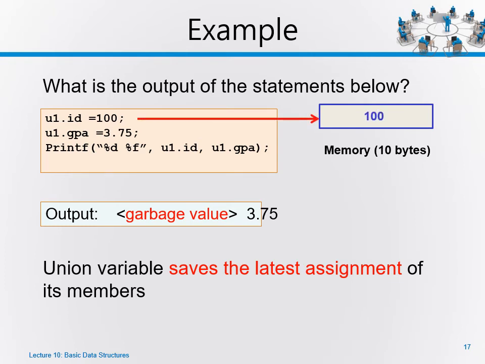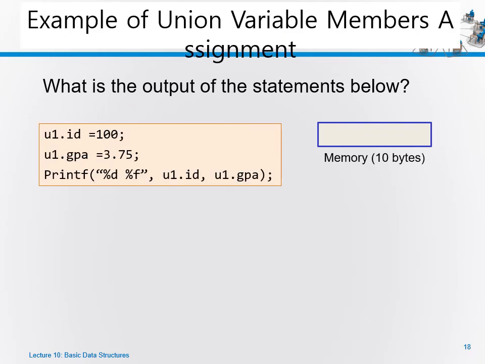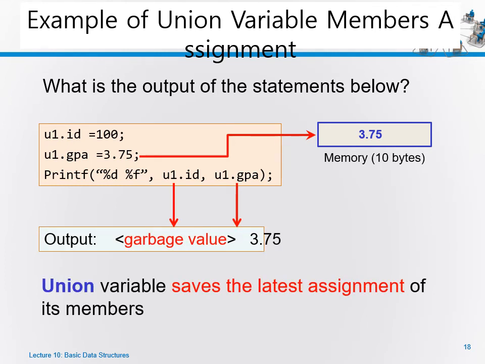So we'll show you how it works. We have the ID, 100, and memory 10 bytes. And you have the GPA 3.75, using the memory of 10 bytes. And the output is a garbage value for ID, and 3.75 for the GPA.